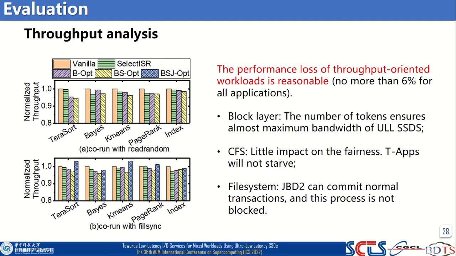This is because, first, the number of tokens in the block layer ensures that almost the maximum bandwidth of ULL SSDs can be utilized. Second, the redesigned CFS has very little impact on the fairness of process scheduling, and throughput-oriented applications will not starve. Third, JBD2 can commit normal transactions, and this process is not blocked.